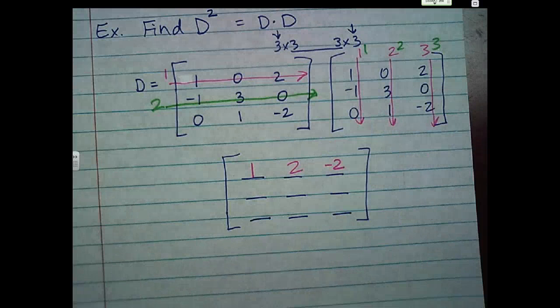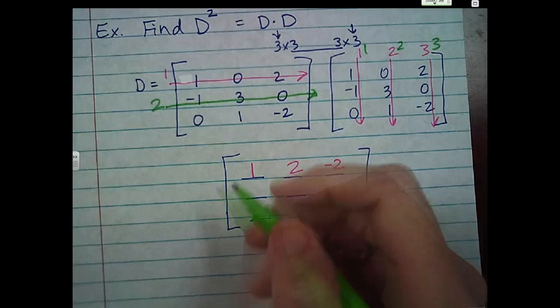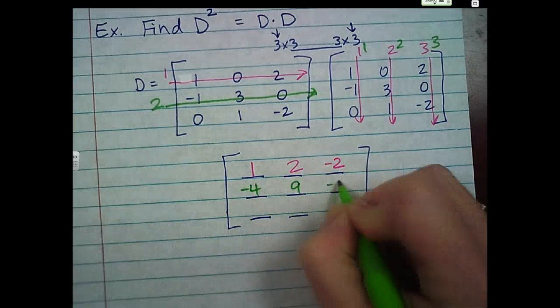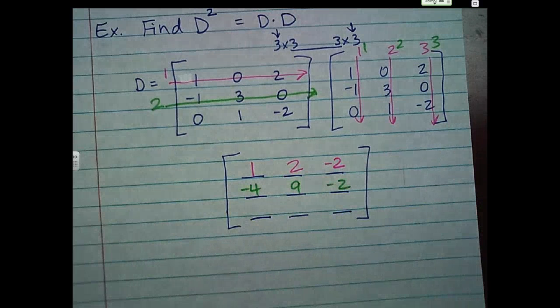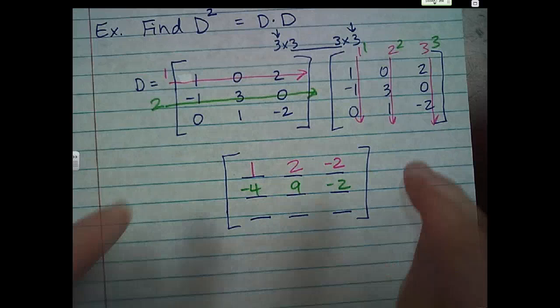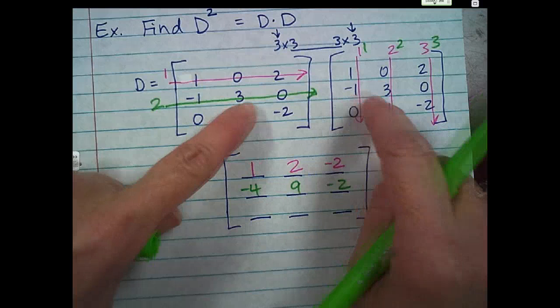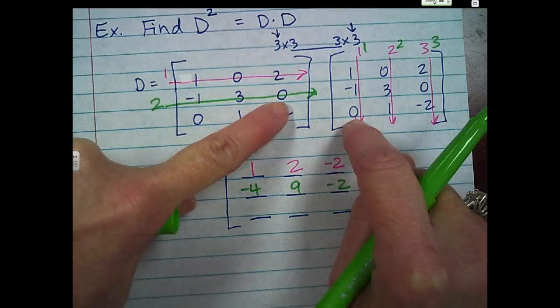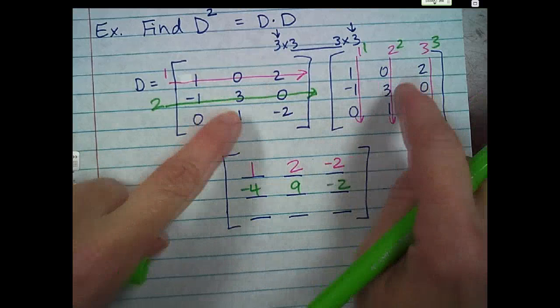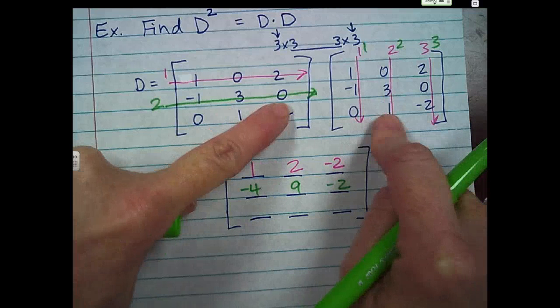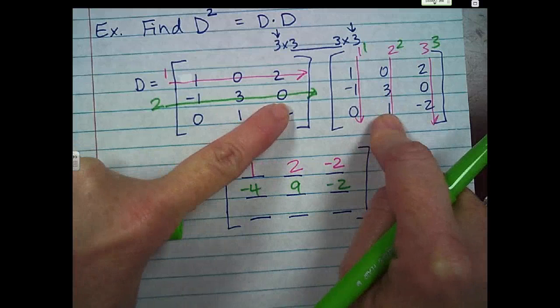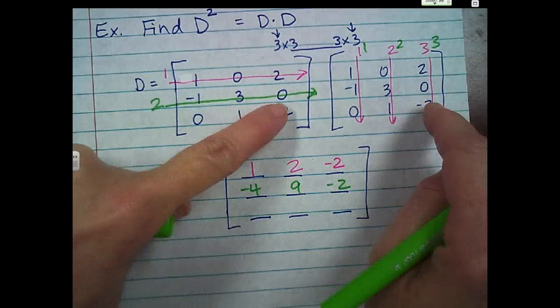Okay, if you got it, go to the next one, but I'll give you the answers to check and see. It was negative 4, 9, and negative 2. Okay, if you got it, move to the next one. If not, I'll show you again. I'll walk you through it. Negative 1 plus negative 3 plus 0, which is negative 4. Go to the next column. 0, 9, and 0 is 9. Last column, negative 2 plus 0 is negative 2.